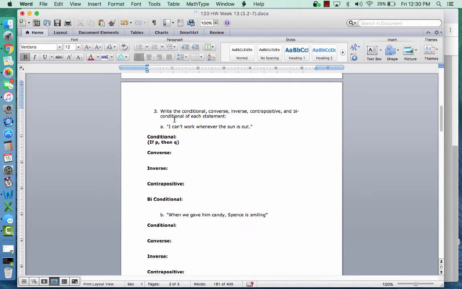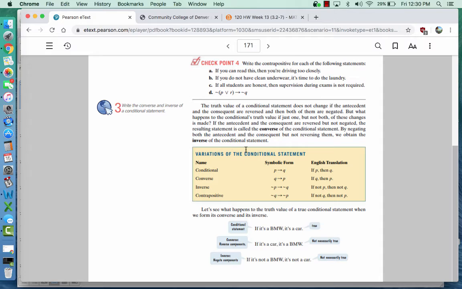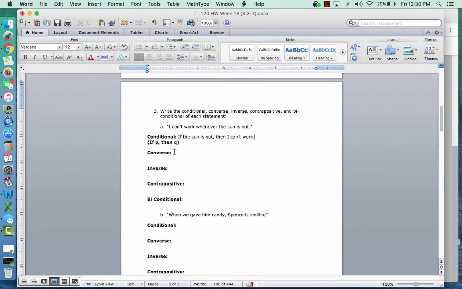So this conditional statement will be: if the sun is out, then I can't work. And that has the same exact logical meaning as the original statement, but I'm just writing it in the traditional if P then Q form so that I can write the rest of these out using the form that we see from the lecture video and following this box here. So the converse then, P is sun is out, Q is I can't work.